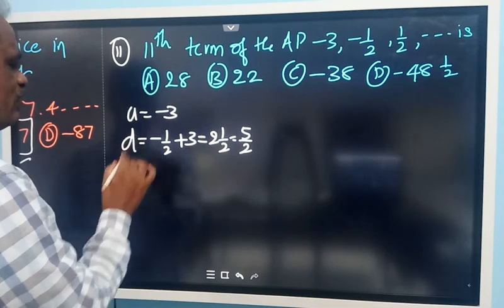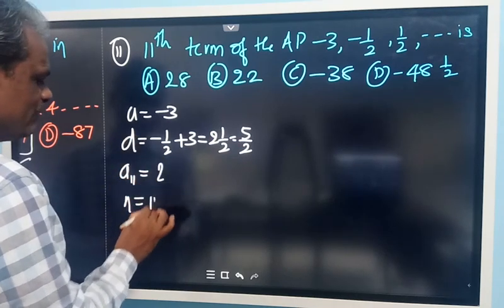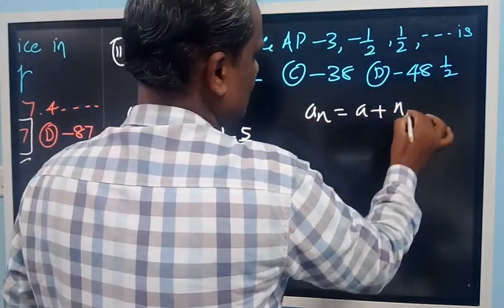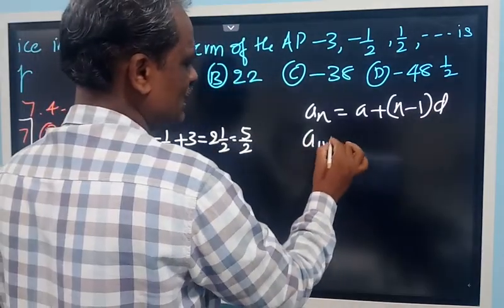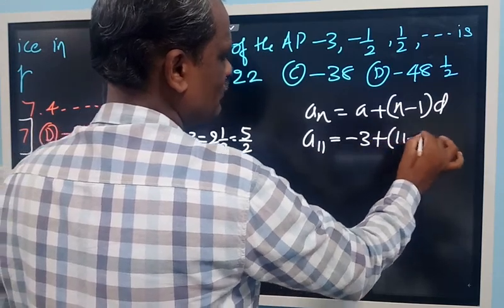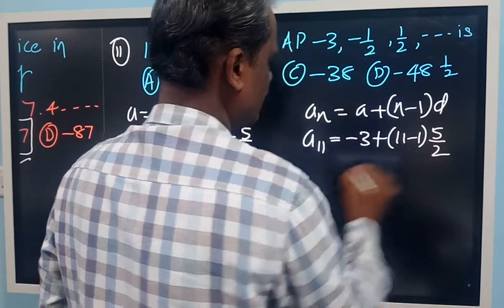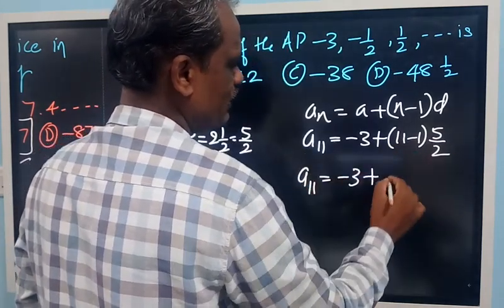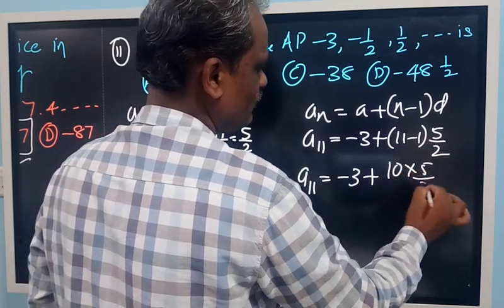So now we need to find out a11. a11 is the question, which means n is equal to 11. So use the formula a_n is equal to a plus (n minus 1) into d. We need to find out a11, the 11th term. The a value is minus 3, plus 11 minus 1, into d value, it is 5 by 2. So a11 is equal to minus 3 plus, 11 minus 1 means 10, 10 into 5 by 2.